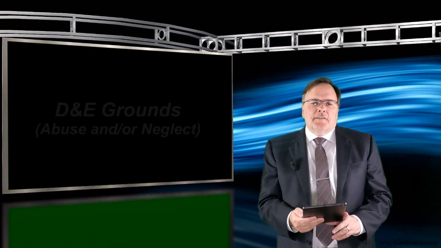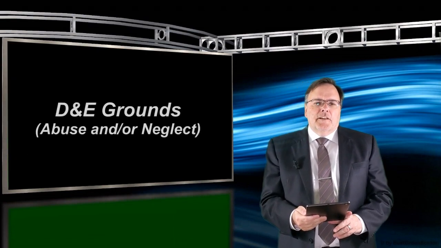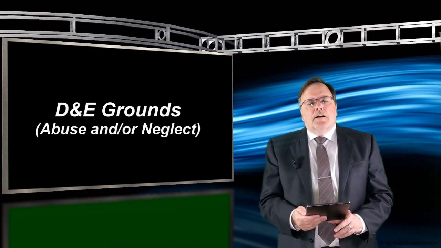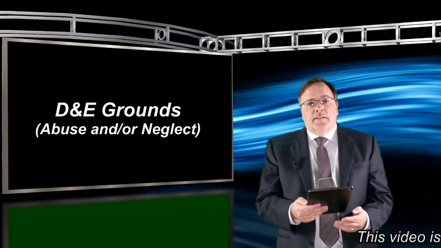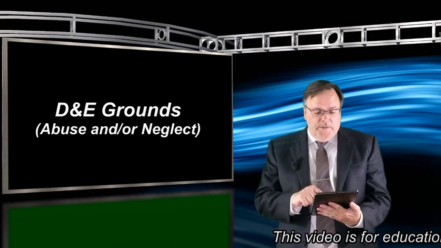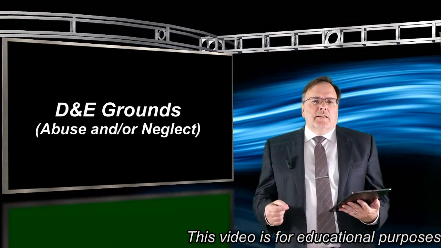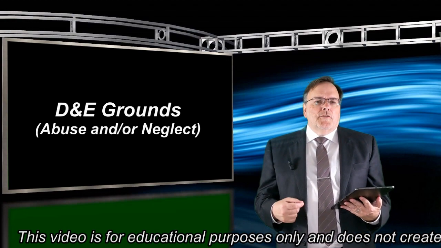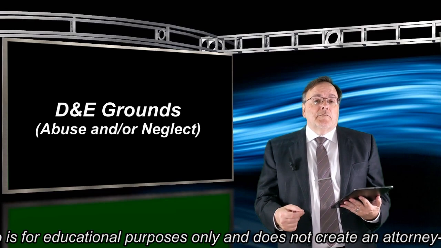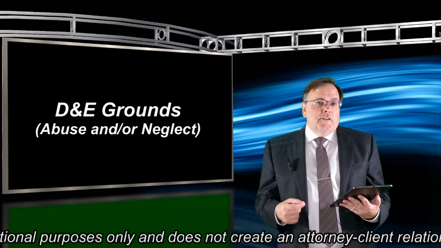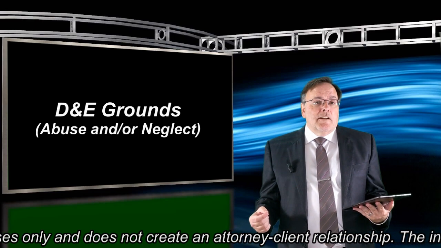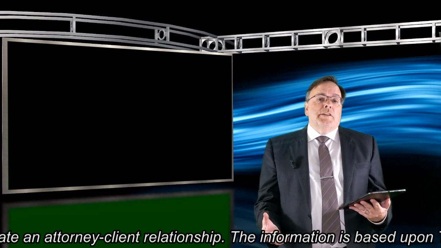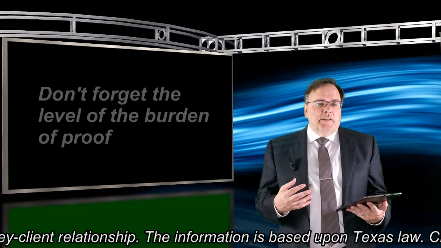Today we're talking about the infamous D&E grounds. These are the grounds that you'll see in just about every petition. They are the abuse and neglect grounds, as they're sometimes referred to. One of the things about the D&E grounds is that if your client is the child that they removed, or is the parent that they removed the child from, then odds are they already have D&E grounds, because they kind of have to prove that to be able to remove the child in the first place.